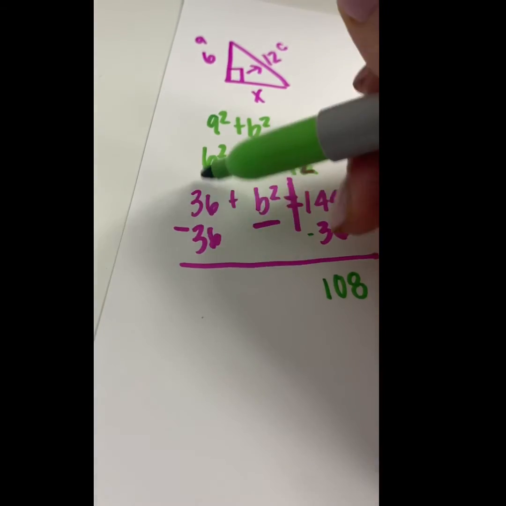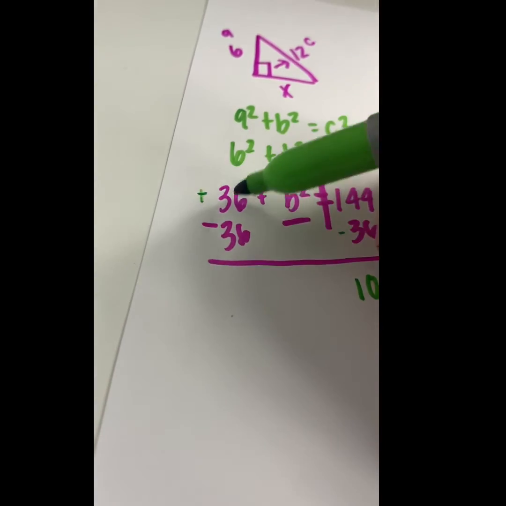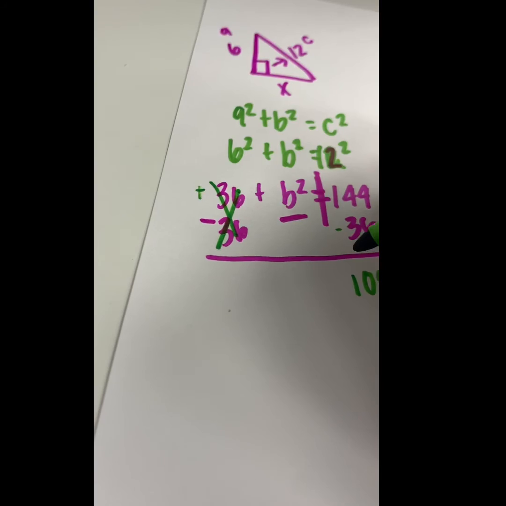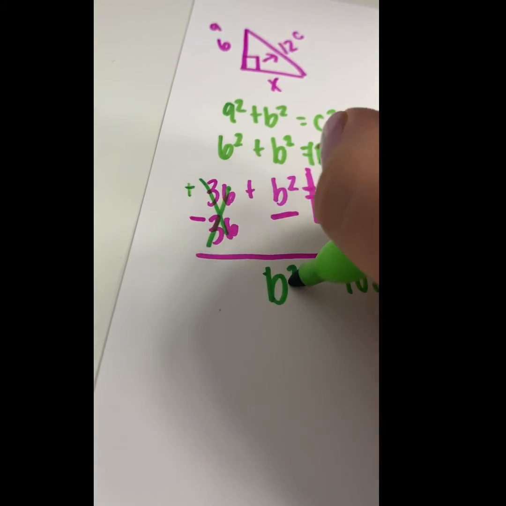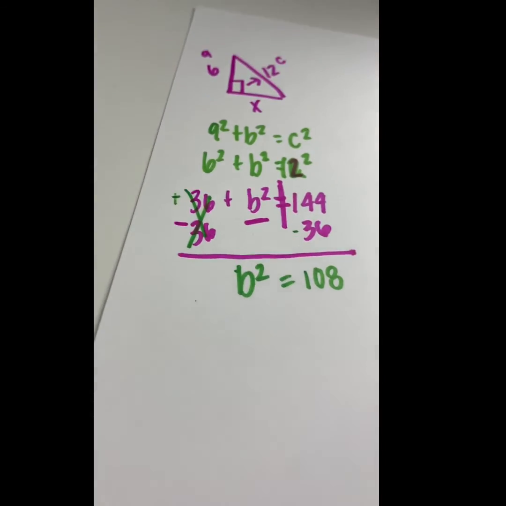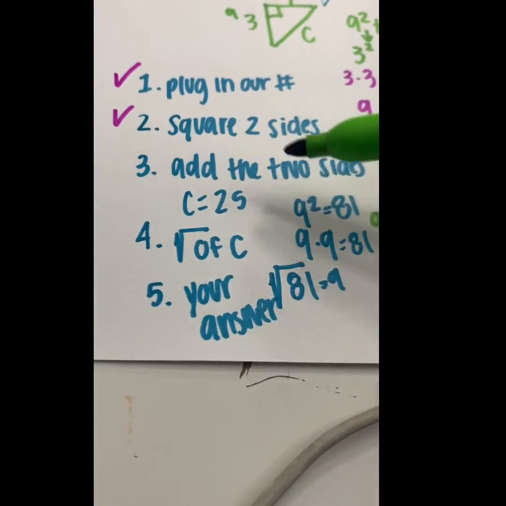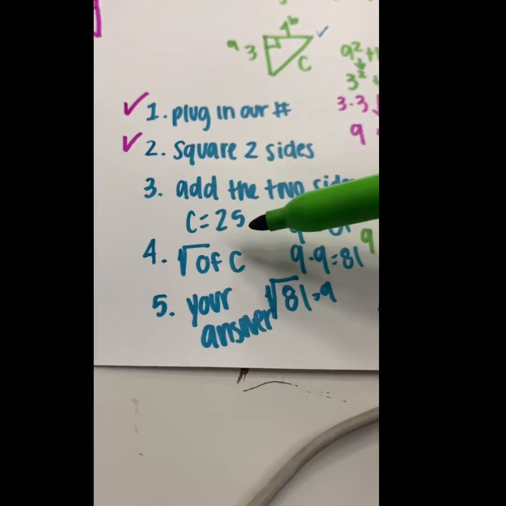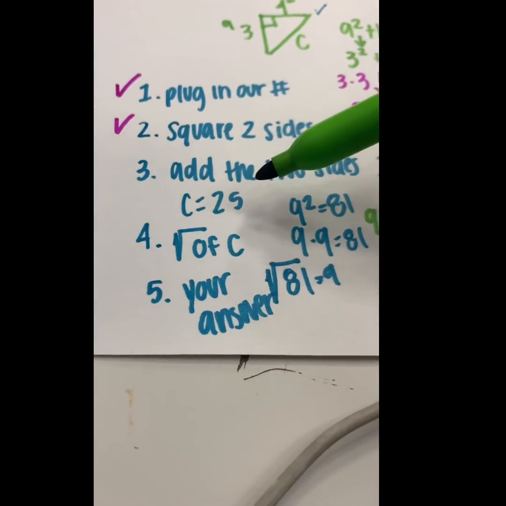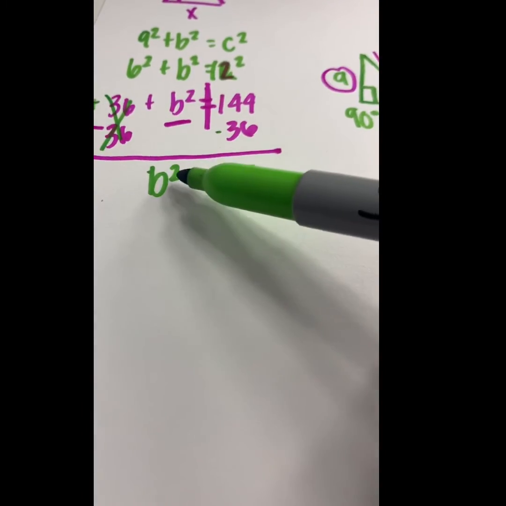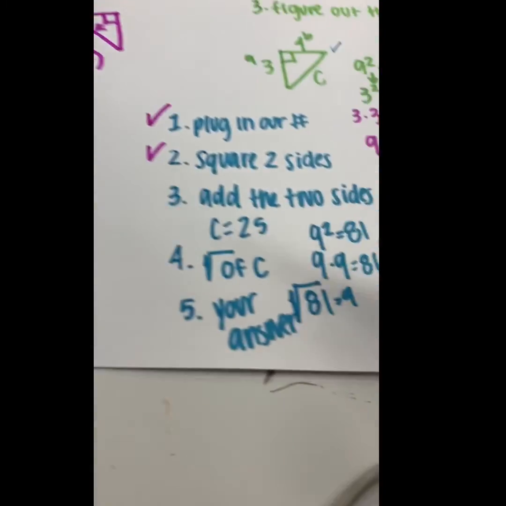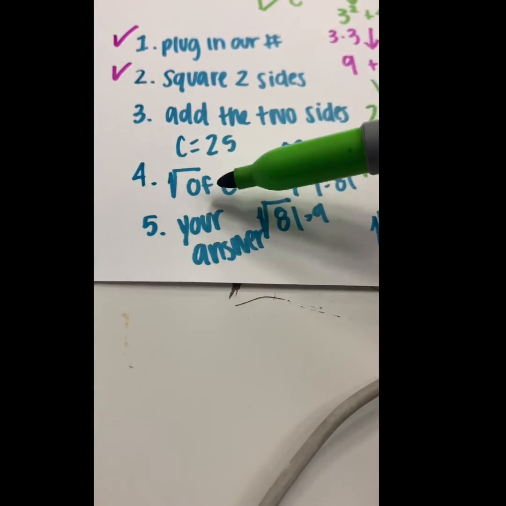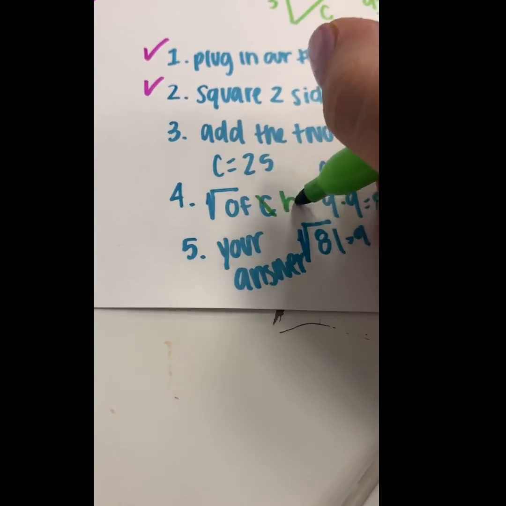Now, because we have a positive and a negative, these two are going to cancel out. So that's no longer there. So now we're left with B squared equals 108. So that's when we go back to our steps, right? We now know that B squared is going to be equal to 108. Or in the last problem, we did 25. Now we still have the problem of the squared being here. So like we did in this one, we found the square root. In this case, it would be the square root of B squared, and we're going to get our answer.